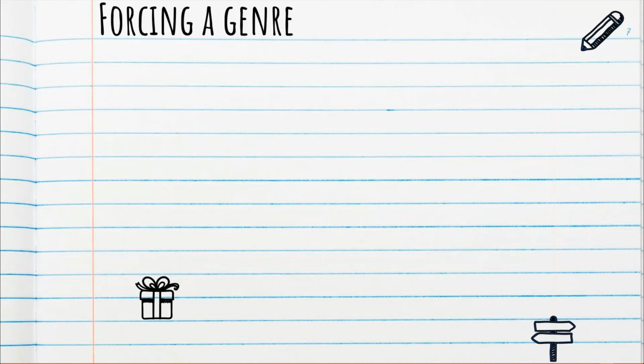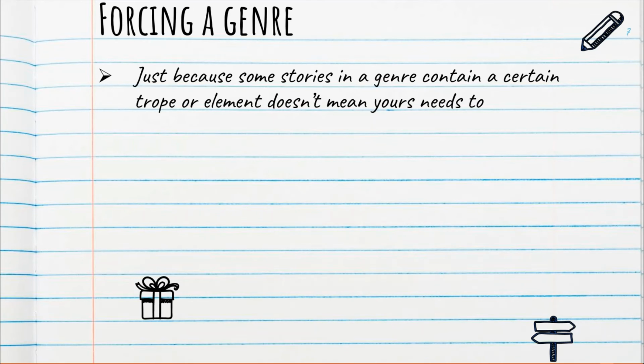So just to kind of wrap things up here, I want to talk a little bit about forcing a genre and why you shouldn't try to force a genre. Okay? Just because some stories in a particular genre contain a certain trope or an element doesn't mean that yours needs to. Okay, maybe you've been reading other stories in a genre that you want to write, or you've read authors that write in a genre that you want to write, and you've noticed things that they do. You can use those elements if you want. You can use some of those same themes, but you don't have to in order to fit that genre.